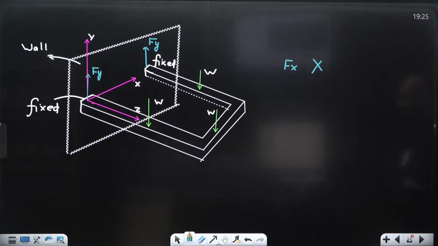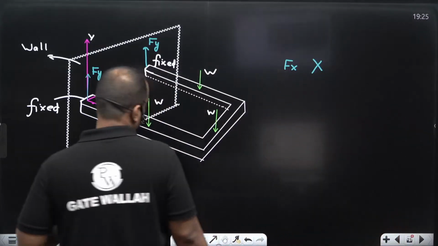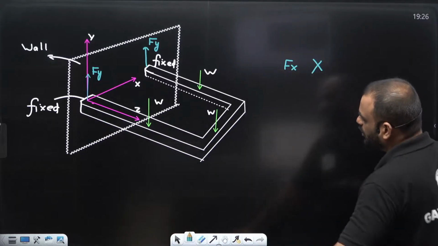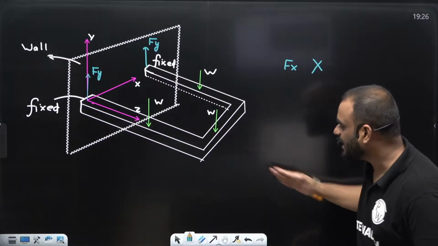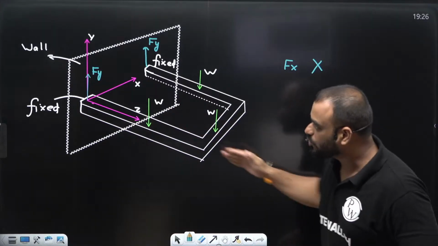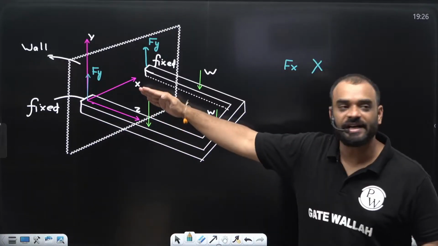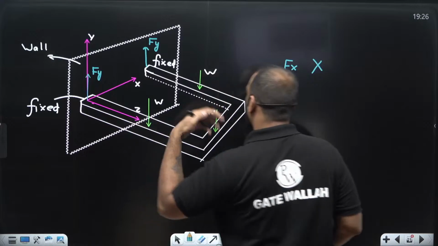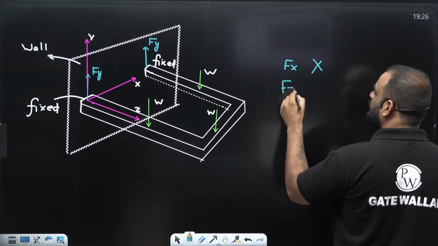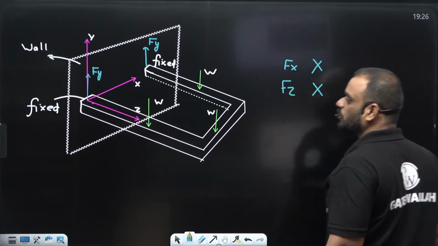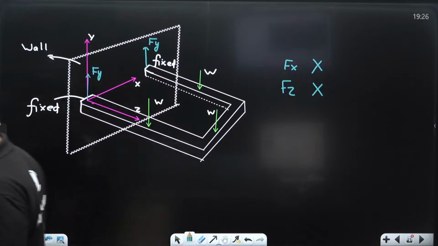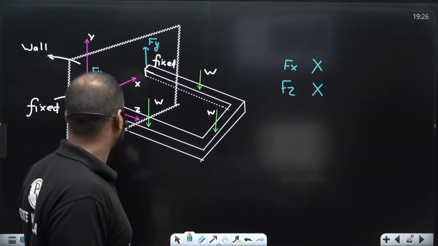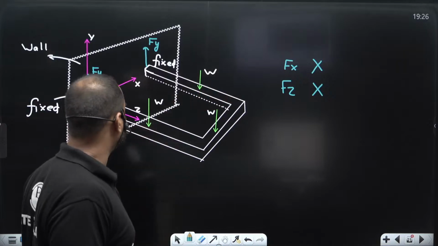Yes. Okay. Now, guys, on this structure we don't have any kind of horizontal loading like this, which is along the z-axis, and due to that Fz is also not developed. Okay, sir. We are able to understand these two things.